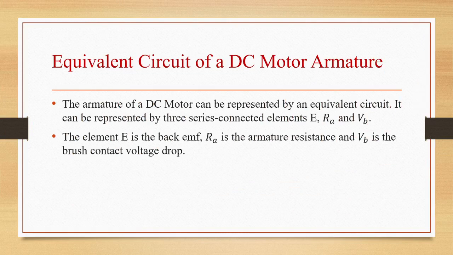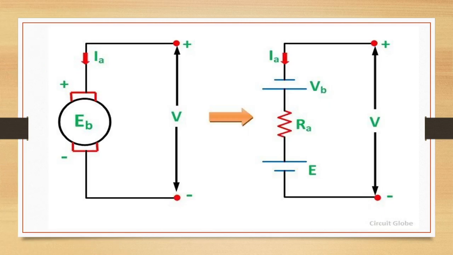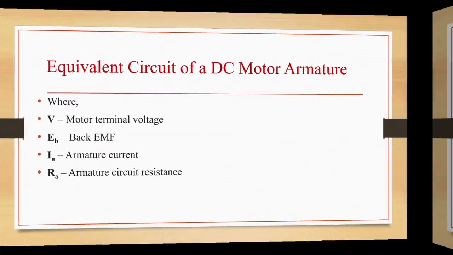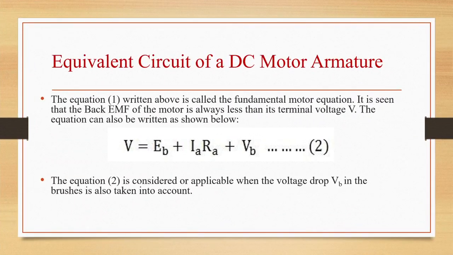Then we have seen the equivalent circuit of a DC motor. So armature of a DC motor is represented by an equivalent circuit. It is represented by three series connected elements, namely back EMF, armature resistance, and brush contact voltage drop. Then we have seen the equivalent circuit. All three are connected in series here. Then EMF equation, basic equation, V is equal to EB plus IaRa plus VB if we are considering brush contact drop.